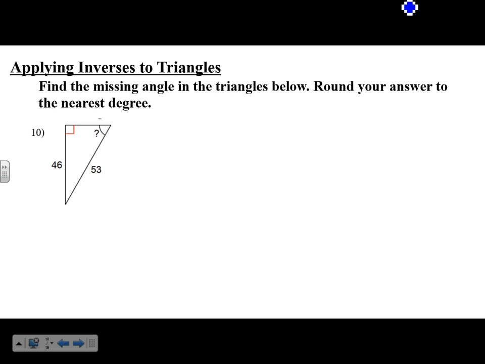Find the missing angle with the triangles below, round your answer to the nearest degree. So now it's the same thing we did before, except for now we don't know the degree. So this is the degree we're looking for. So we have the opposite and the hypotenuse. So if you look at SOHCAHTOA, we're using sine. Sine of that question mark is equal to the opposite over the hypotenuse, which is equal to 46 over 53. Now, if you want to reduce that, you can, but before you do that, I would just put in my calculator where I'm going to now take the inverse sine of both sides.